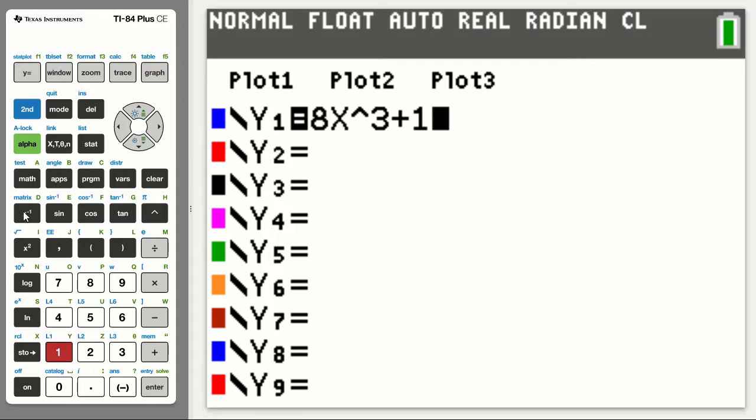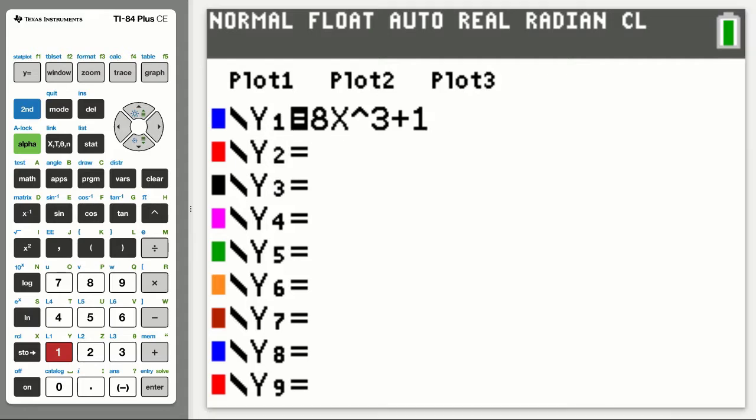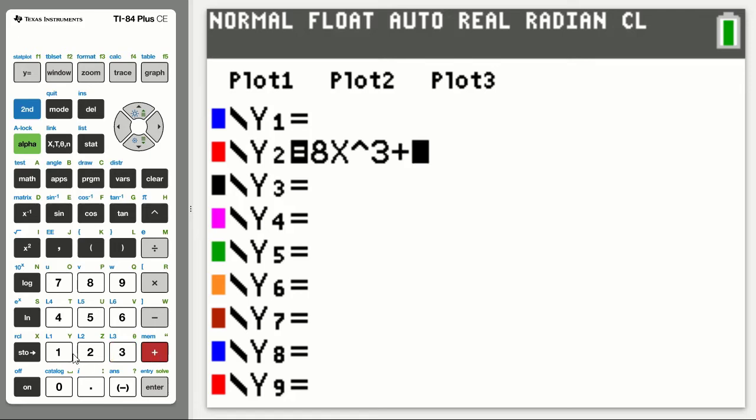And as I said, I want to draw the original function in red ink and then the inverse in blue. So I have to clear this out, and I will put my original function in Y2 right here. That's just a little bit that we have to adjust with this particular technology. So 8x cubed plus 1. Okay, so that's our function.